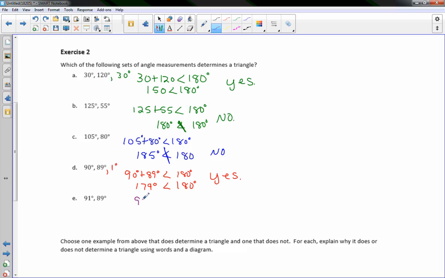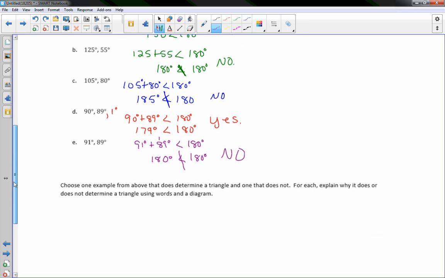And then finally, 91 degrees plus 89 degrees has to be less than 180 degrees. 9 plus 1 is 10, carry the 1. 8 plus 1 is 9, plus 9 is 18. And unfortunately, that is equal to 180 degrees, therefore not less than, so the answer is no.